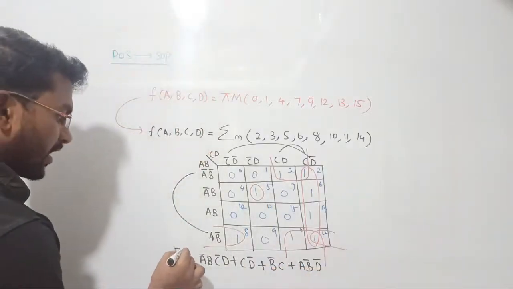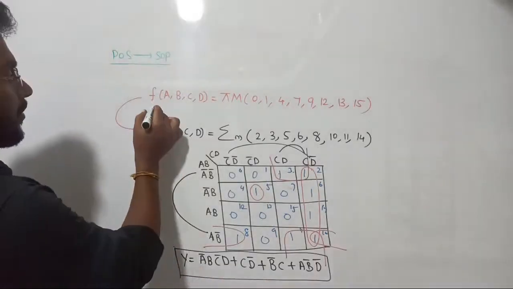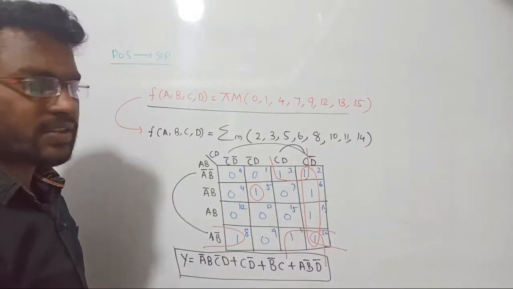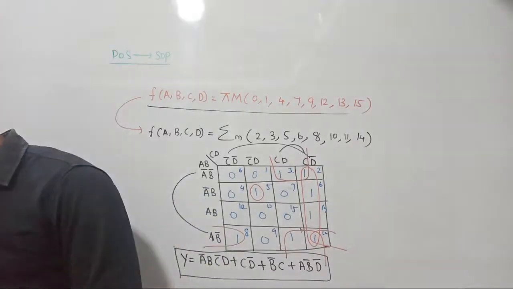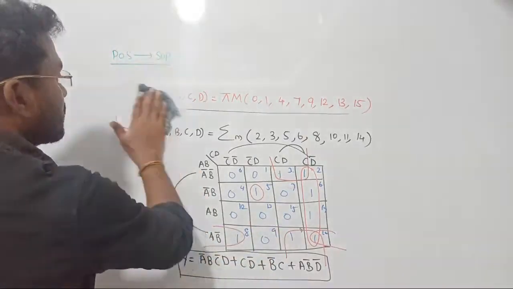So that is the correct answer for the minimized sum of product for the given POS form. Clear? So that is how we are writing the answer directly. It's very simple, right? So you just try it by yourself. Anyway, let me take one more example for better understanding. So let's rub this one.